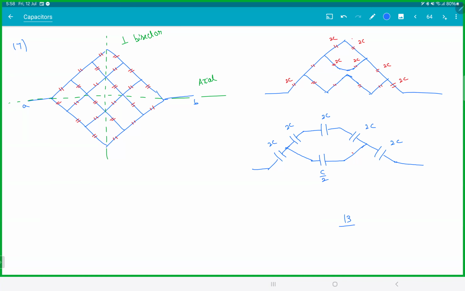What did I mess up somewhere? You guys got 7 by 13? I did mess up somewhere, I guess. That is 2C by 3. 7 by 6. Where did I mess up? So far, right?